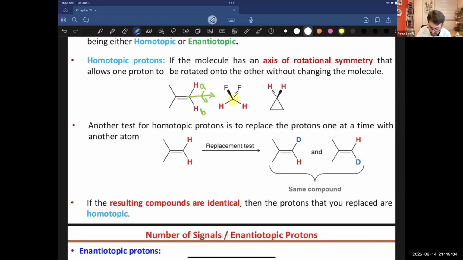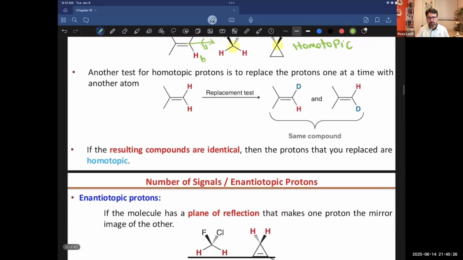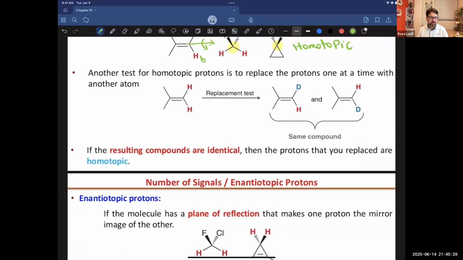Say the atom carrying the two hydrogen atoms, is it chiral? If it's not, and if you change one of these hydrogens to, let's say, D, and it still does not give you a chiral center, then you're talking about homotopic.